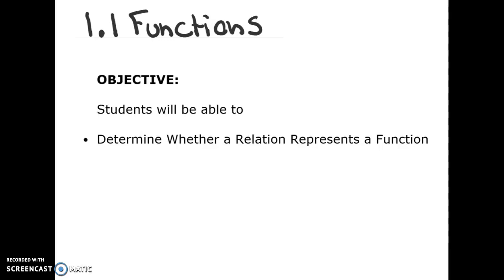Hi, in this video, we're going to start talking about functions. Specifically, we're going to focus on the objective. Students will be able to determine whether a relation represents a function. We will do some definitions and we'll also do some practice.